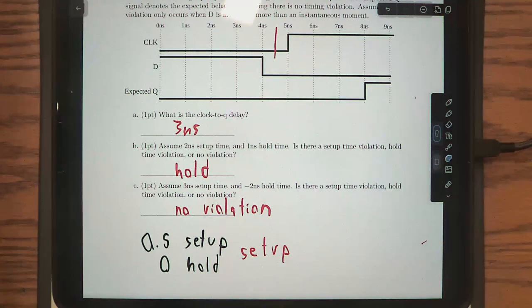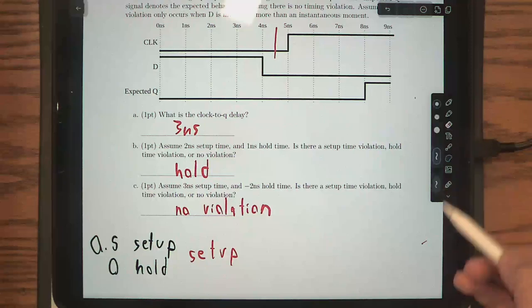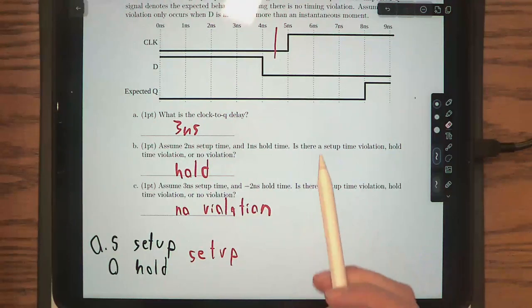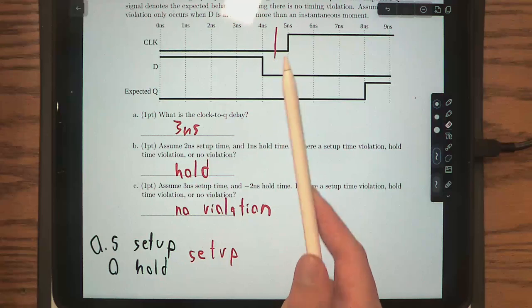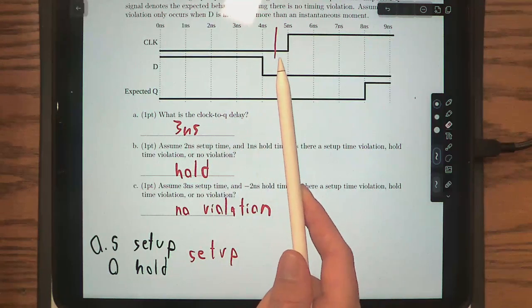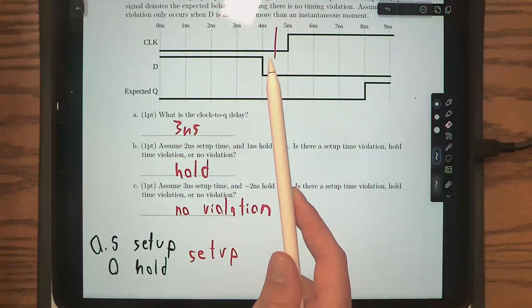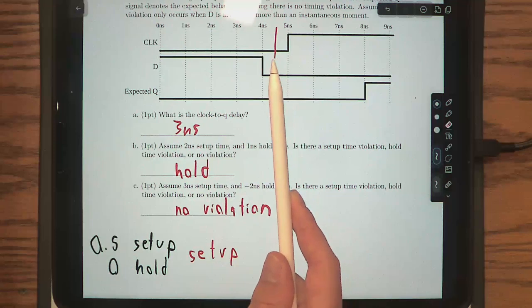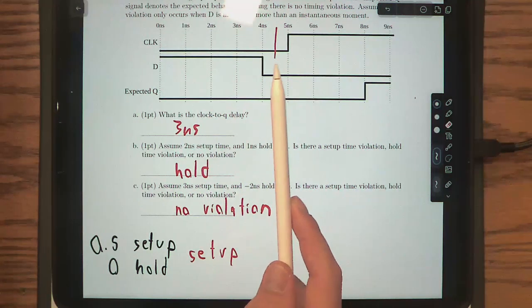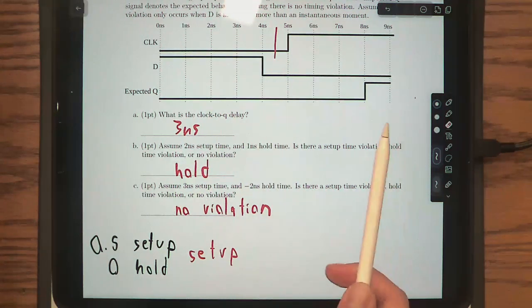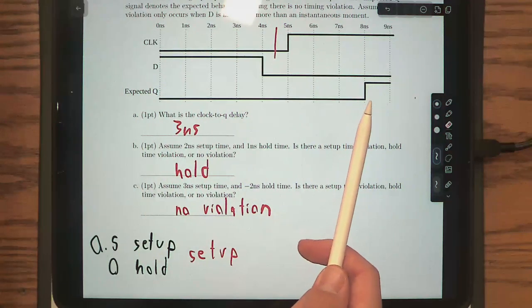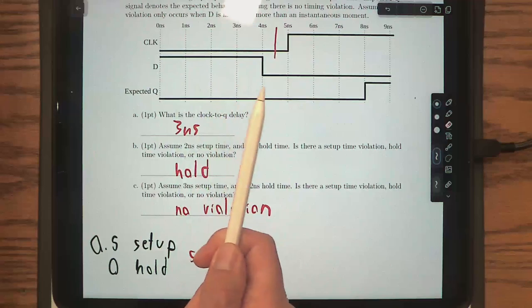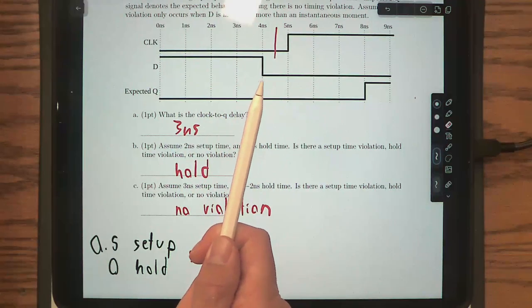Okay, yeah. Quick question for setup violation: we're not just looking at the next clock cycle, it's any time after that, right? The setup time is you're looking however many nanoseconds before the clock edge, and at this time, was it charged up correctly? How do we know what the correct charge up is? On the Q value, the expected Q. So we're expecting here for it to be a value of 1, but if we look, we can see that D is actually a value of 0.